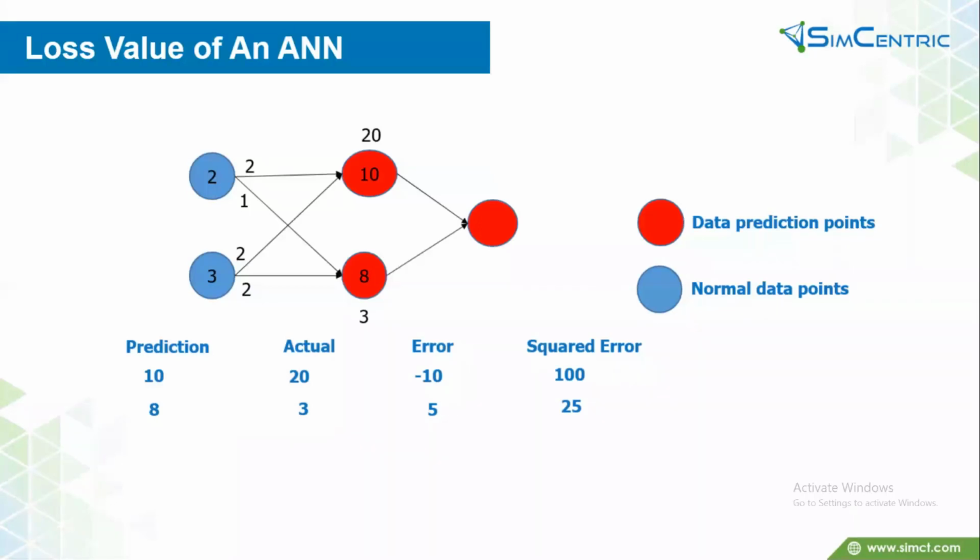Again, we are calculating the prediction value for this output node. So we have to deal with these hidden layer values and their associated weights, right? So 10 into 1, 10. 8 into minus 0.5, minus 4, 10 minus 4, 6. So the prediction is 6. Let's say actual is 1. So the error is 5. Squared error is 25. So total squared error 150. Mean squared error 150 divided by 3, 50. So this is the explanation of how the loss value gets calculated inside an artificial neural network in simple terms, right?